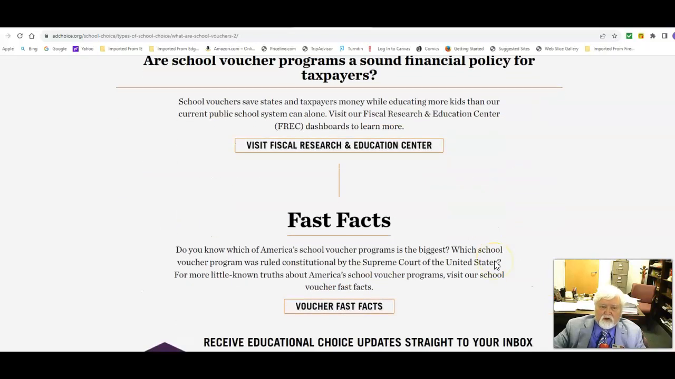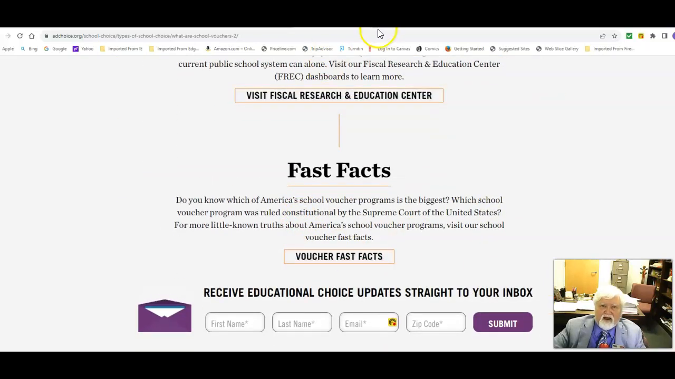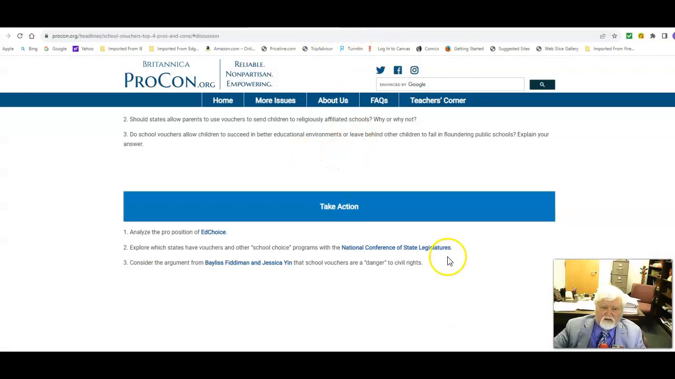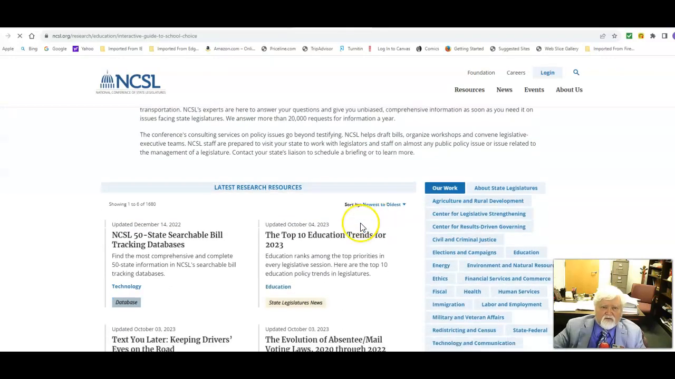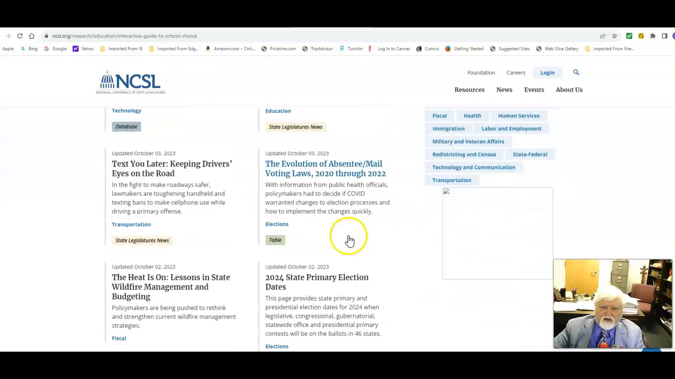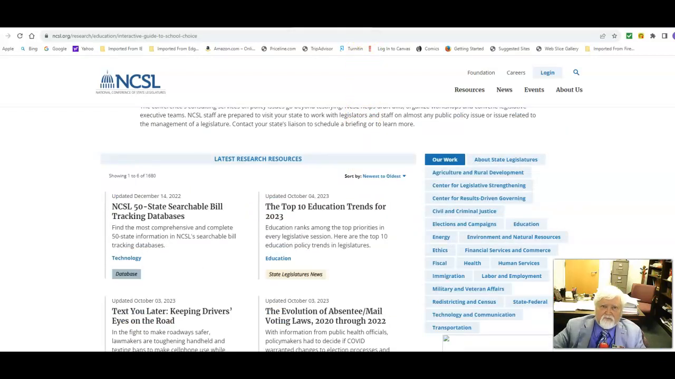Research again that you can look at. And then voucher facts. So you have some access to some of those. This will show you when you click on this one. Again, this is through procon.org. Some additional information that show you some of the details here that you can look at.